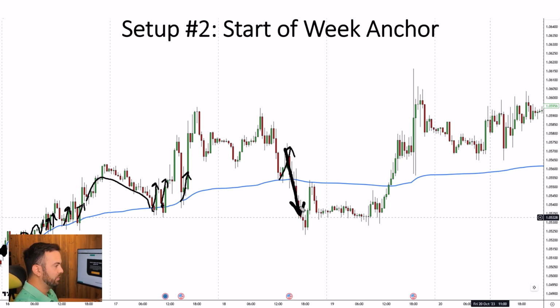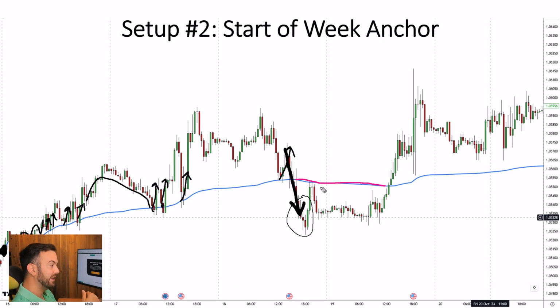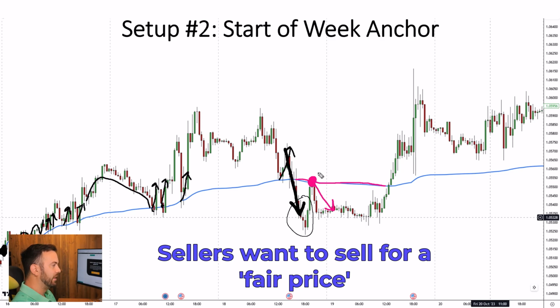Now, I want you to take a look at here. This is where the price goes past the VWAP and starts to move below it. That means that the VWAP now represents a resistance. Sellers want to sell for a fair price, right? Everybody wants to trade at a fair price. Buyers want to buy at a fair price, sellers want to sell for a fair price. At this point, all those people who wanted to sell for a fair price, represented by VWAP, mean that when the price went below the VWAP in here, you want to consider this VWAP line a new resistance. That means this is where you go short from, right?